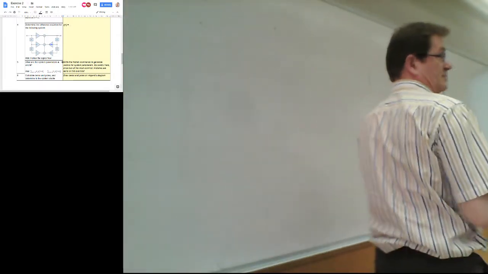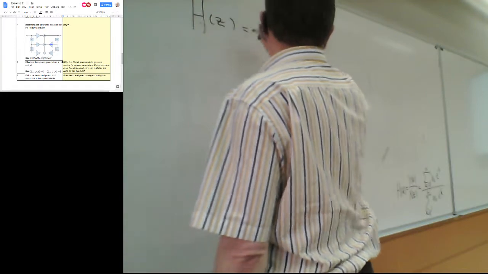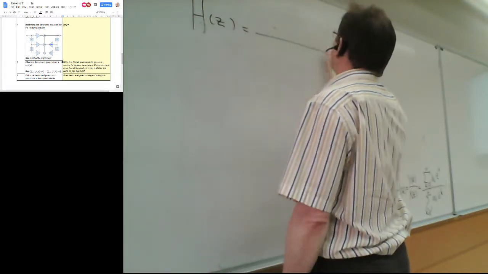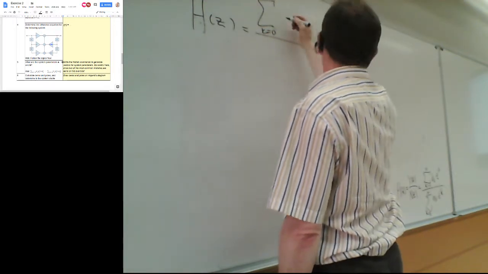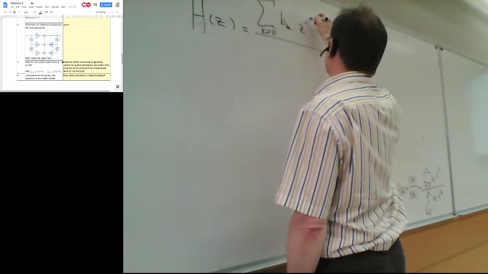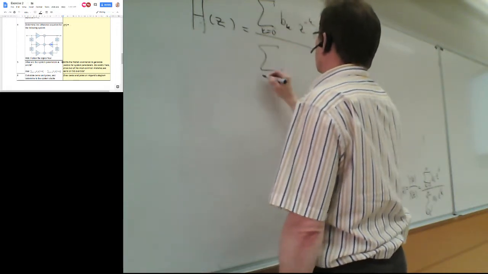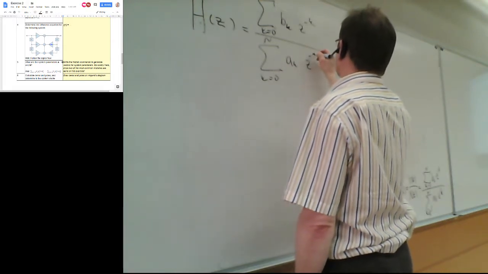Or Z transformed into frequency space. Our transfer function, I'll just repeat it here so I can have some more room. Sum of k from 0 to n, bk times z to the minus k, divided by the sum of k from 0 to n, ak times z to the minus k.